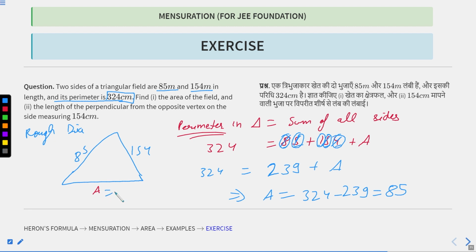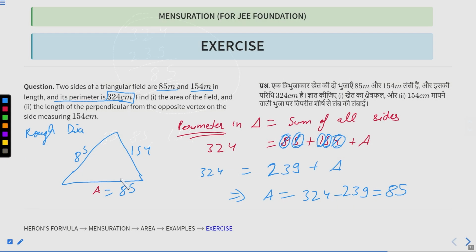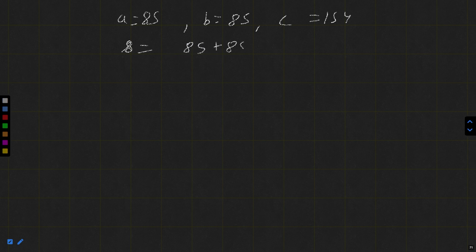Okay, now my a is 85. Now using Heron's formula, I will get my area. So my sides are 85, 85 and 154. Using Heron's formula, 85 is A, B is also 85, and 154 is my C. So S, the semi-perimeter, is 85 plus 85 plus 154 divided by 2, which is, we know what it is, 170.